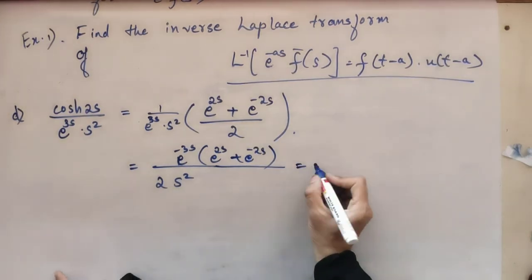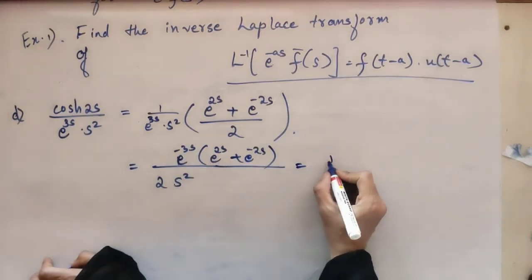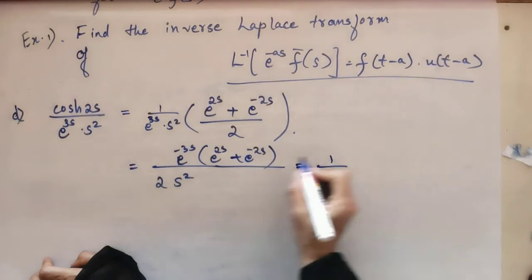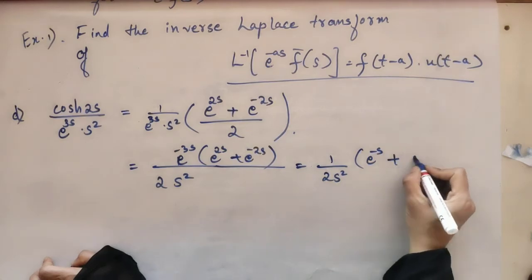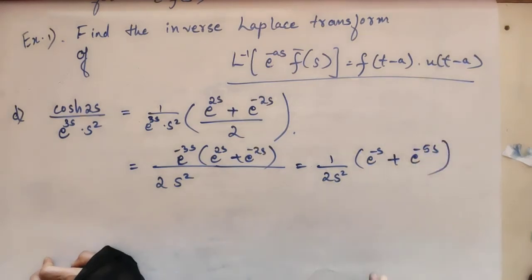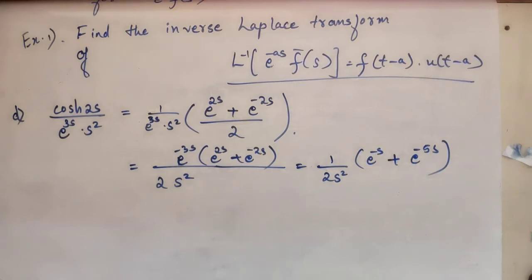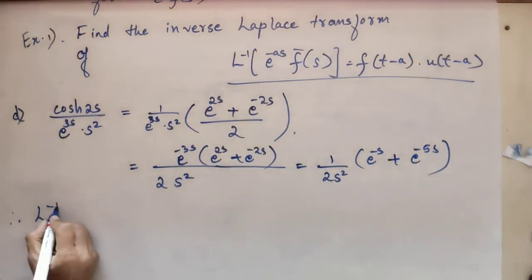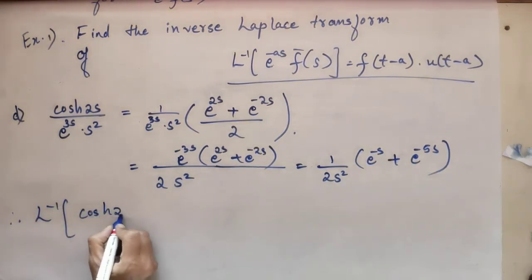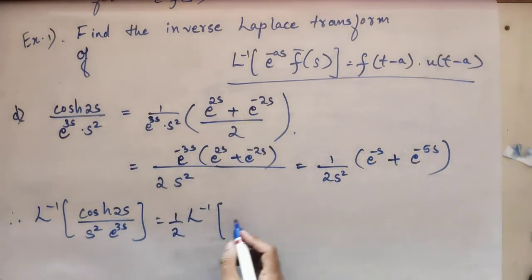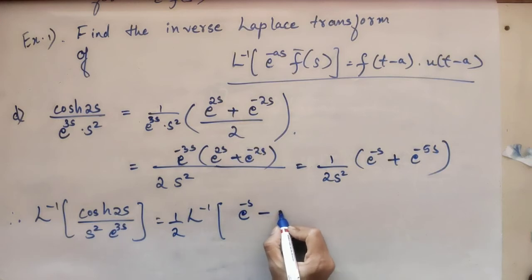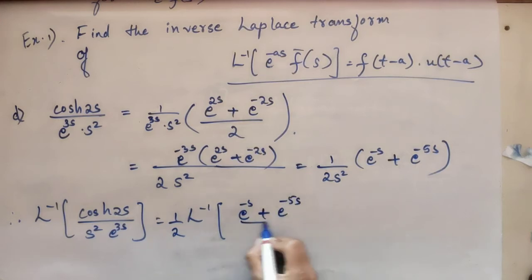Now further if you simplify this, that is take this inside, 1 divided by 2s square as it is. If you take this inside, you will have e to power minus s, look at this, plus e to power minus 5s, something like this. I hope it is clear to you. Now let us take the inverse Laplace transform. Inverse Laplace transform of cos hyperbolic 2s divided by s square into e to power 3s is equal to L inverse of, I'll take half outside because it is constant, e to power minus s plus e to power minus 5s divided by s square.